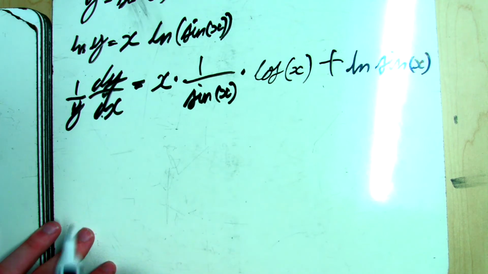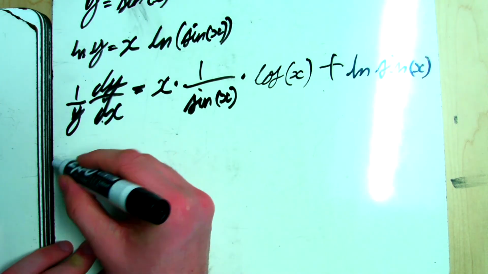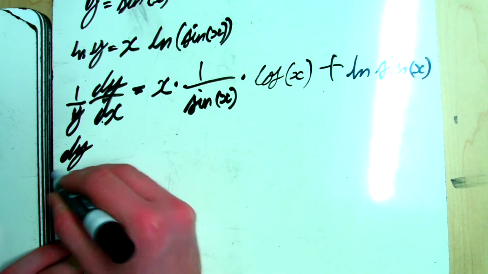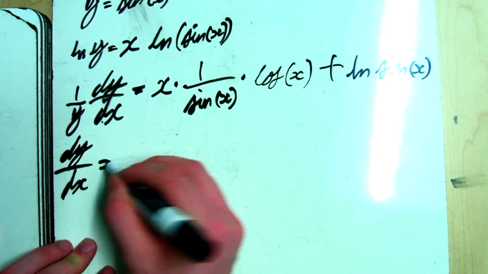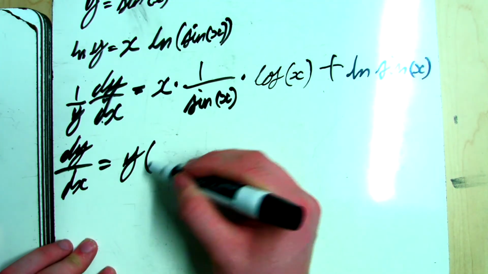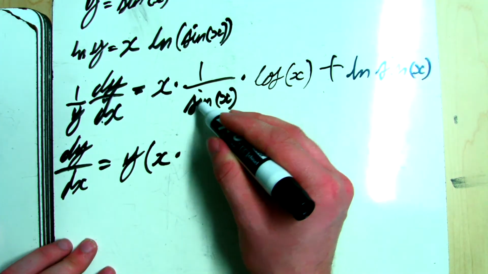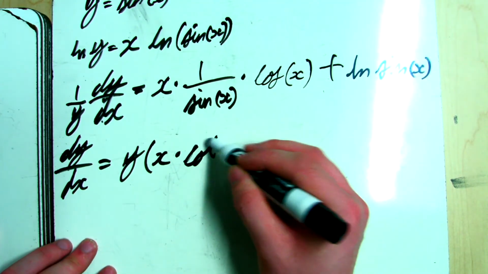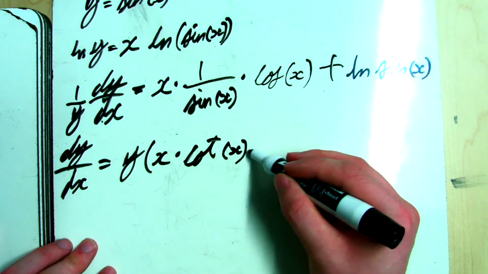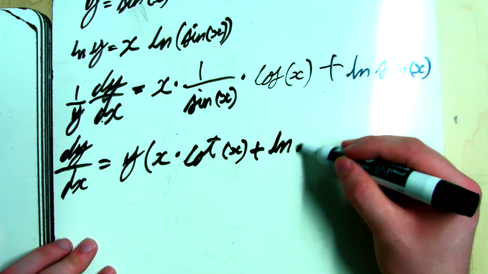From this point, we're going to solve for dy dx. So we have dy dx equals y times x times cosine over sine, which is cotangent of x, plus the natural log of the sine of x.